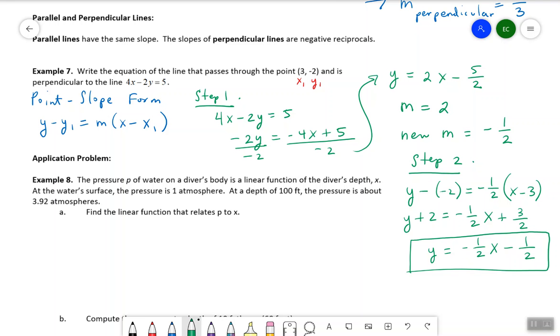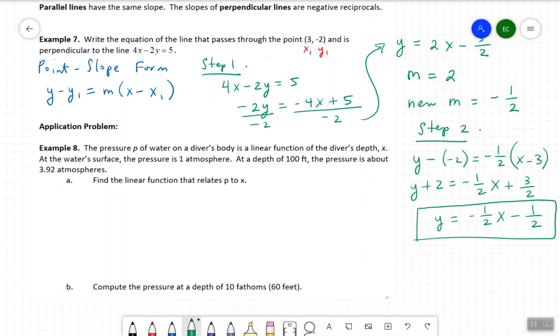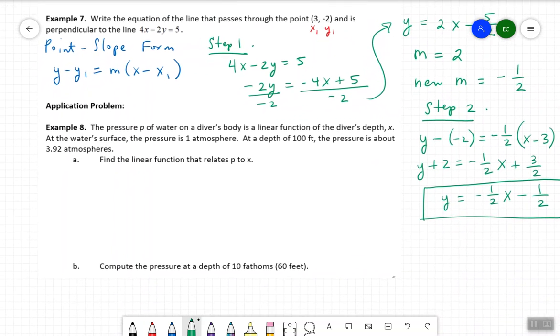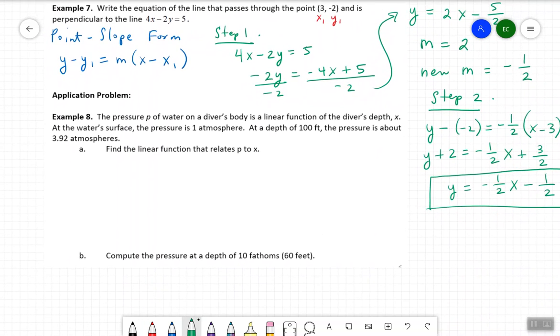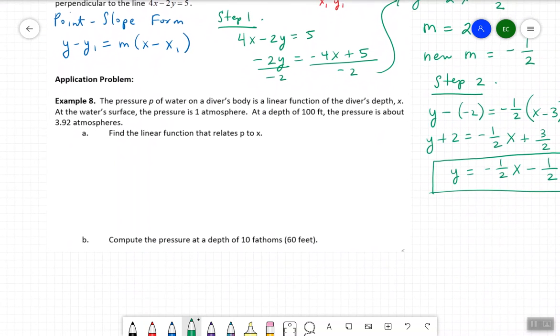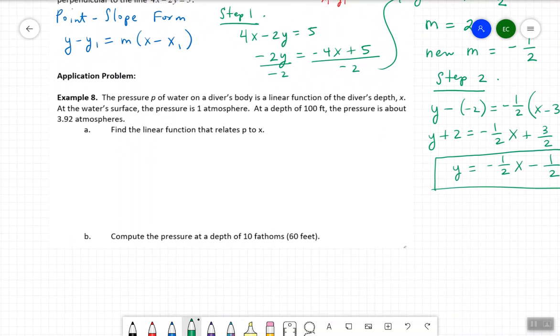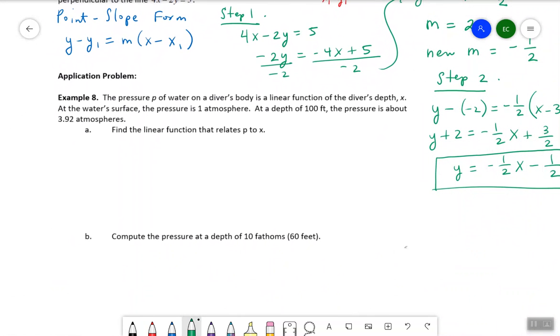Okay, the last problem I want to look at is an application problem. It says the pressure P on a diver's body is a linear function of the diver's depth, x. At the water's surface, the pressure is 1 atmosphere, and at a depth of 100 feet, the pressure is about 3.92 atmospheres. So first of all, let's find a linear function that relates P to x.